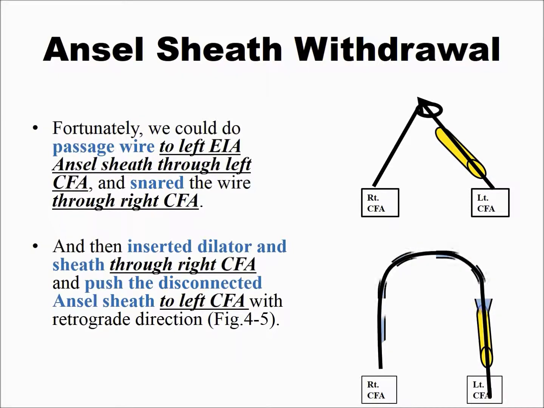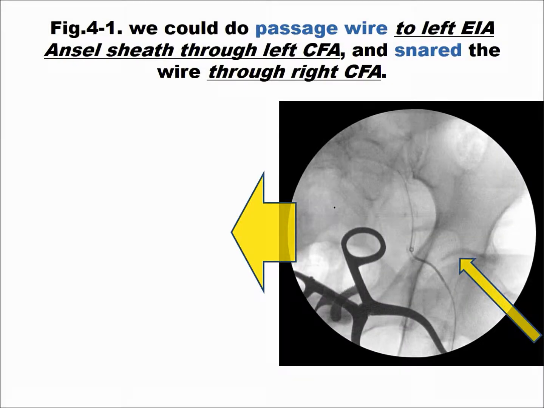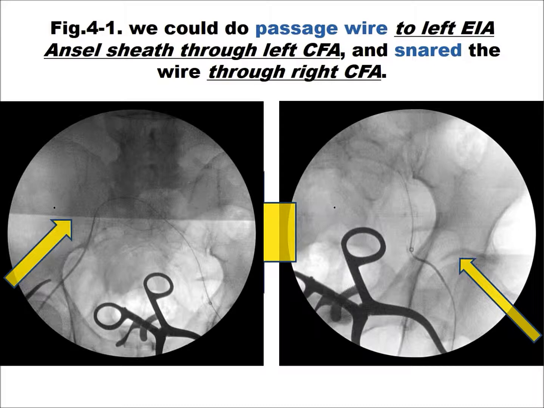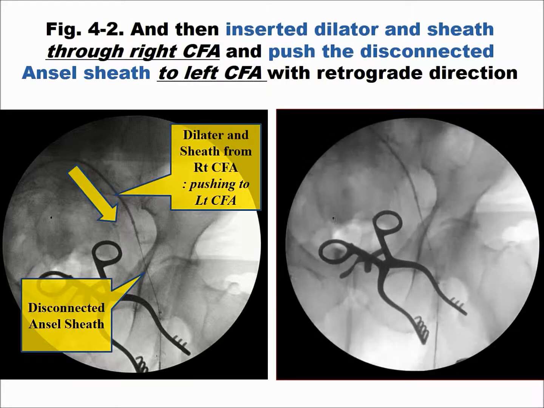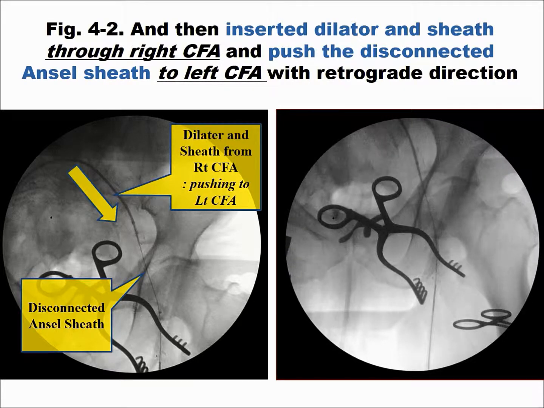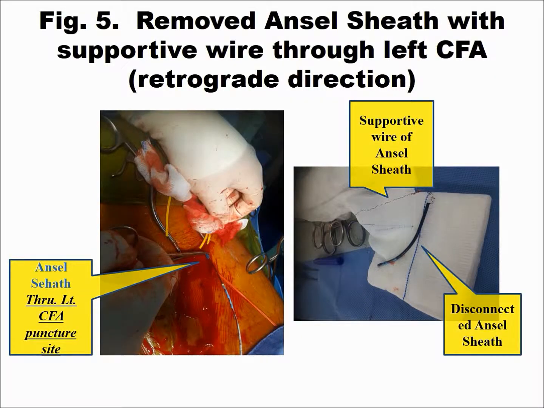And then I inserted a Cordis 8 French curved sheath with dilator through the right common femoral artery, and I could advance the disconnected Ansel sheath to the left common femoral artery in this direction. Following this direction, I could pass the 035 guide wire in the Ansel sheath. After that, I snared it and rolled it into this 8 French covered sheath. I could push the Ansel sheath to the left common femoral artery. The Ansel sheath was removed successfully from the puncture site of the left common femoral artery.